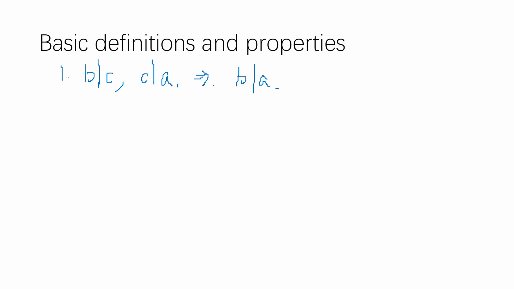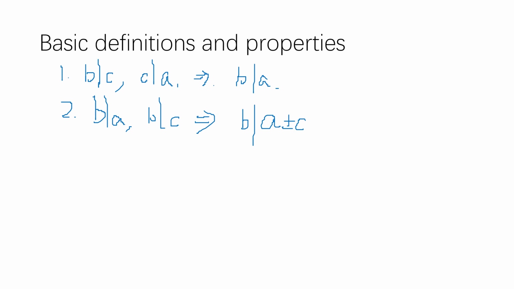For the second one, if A is divisible by B and C is divisible by B, we can derive that A plus C or A minus C is divisible by B. That's easy to understand, isn't it?